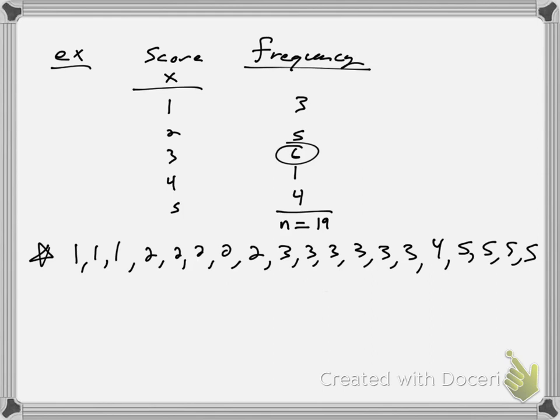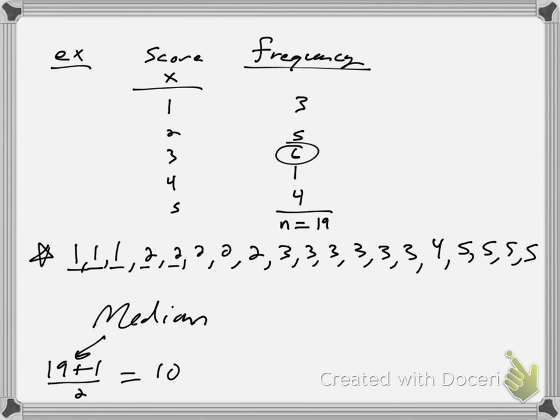Okay, now the median's a little trickier. For the median, it helps to look at this: there's 19 total, so the position of the median is going to be 19 plus 1 over 2, which is the 10th position. I can tell it by counting here: 1, 2, 3, 4, 5, 6, 7, 8, 9, 10. So it looks like it's going to be 3.